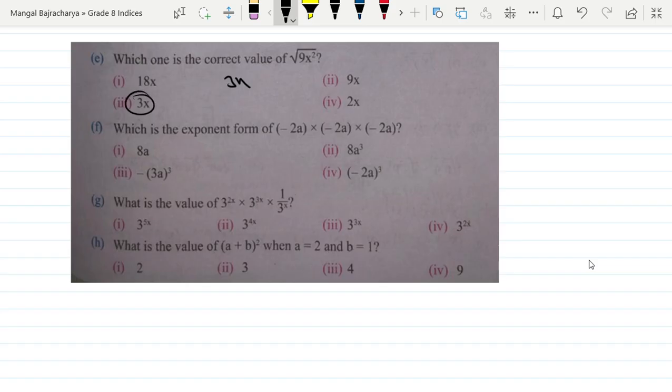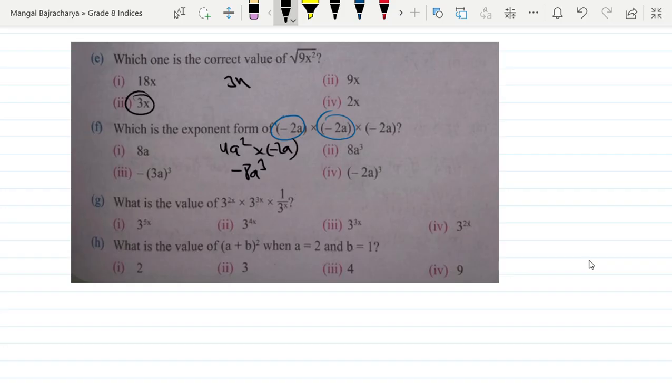And which is the exponent form of minus 2a into minus 2a into minus 2a? So here minus 2a is getting multiplied 3 times. So you first multiply two of them, and then the product you multiply with the last one. So minus 2a into minus 2a: minus minus is plus, 2 into 2 is 4, and a into a is a square. And into minus 2a: 4 into minus 2 is minus 8, and a squared into a you get a cubed. That's it. So the correct answer is minus 8a cubed.